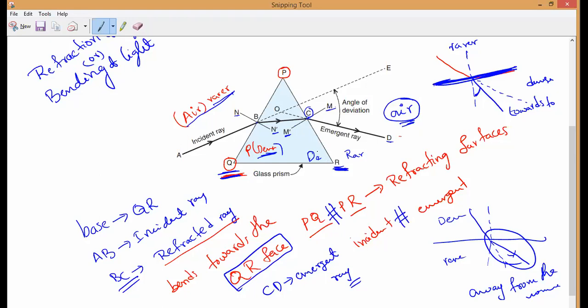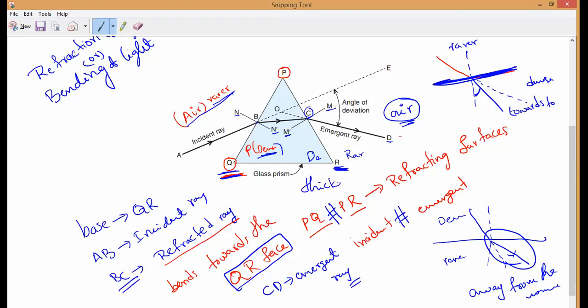From this we can say that when a ray of light passes through a prism, it bends towards the base of the prism. Is it yes or no, guys? When a ray of light passes through a prism, it will bend towards which part? Towards the base of the prism. You can say that when a ray of light passes through a prism, it will always bend towards the thicker part of the prism.